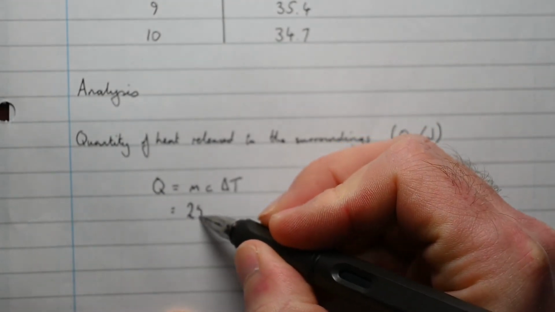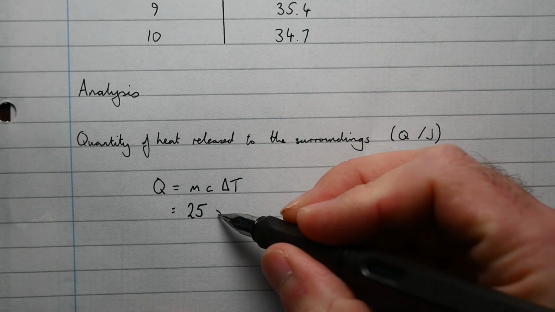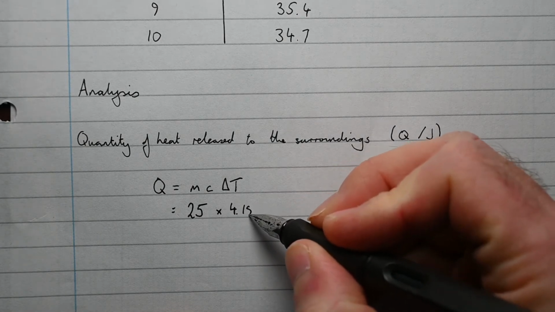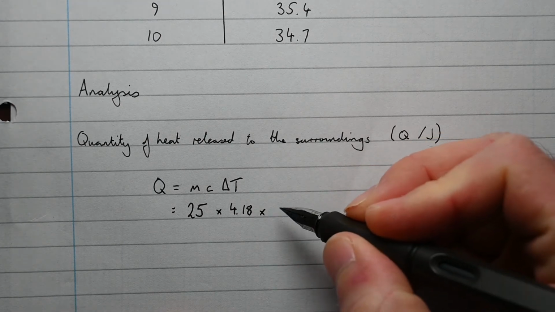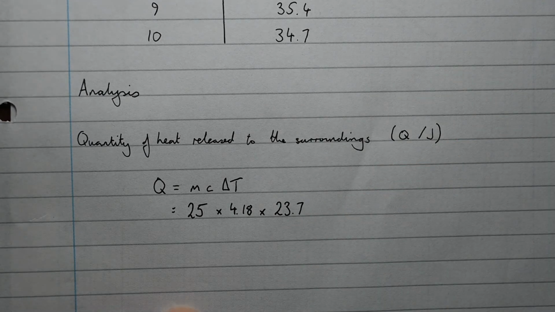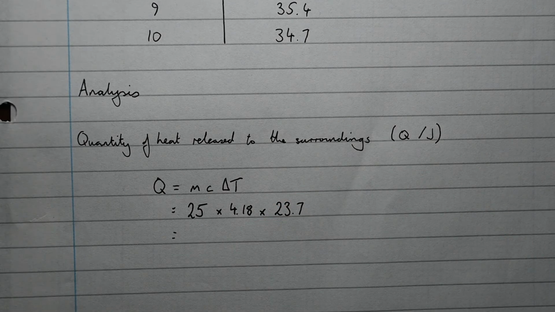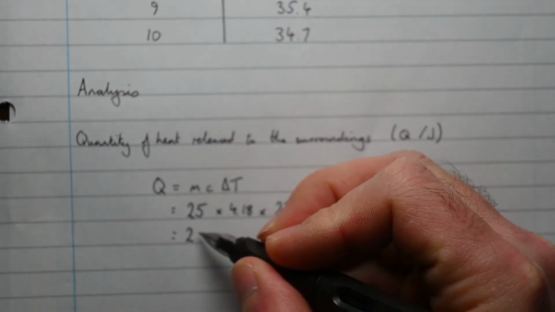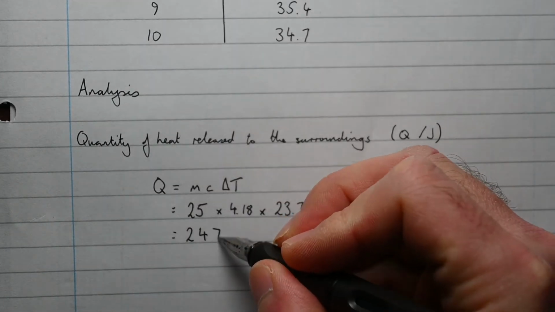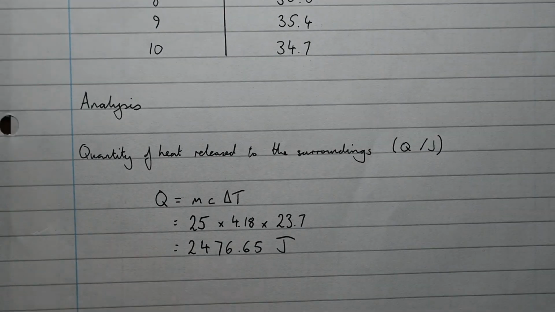Okay, so now looking at my analysis, the quantity of heat: the mass of solution will be 25 grams because we used 25 centimetres cubed of the copper sulfate solution. The specific heat capacity of water, 4.18 joules per gram per Kelvin, and the change in temperature is 23.7 degrees C or Kelvin. Putting those numbers together gives us an amount of heat released into the surroundings of 2,476.65 joules. So that's the amount of heat released into the surroundings.